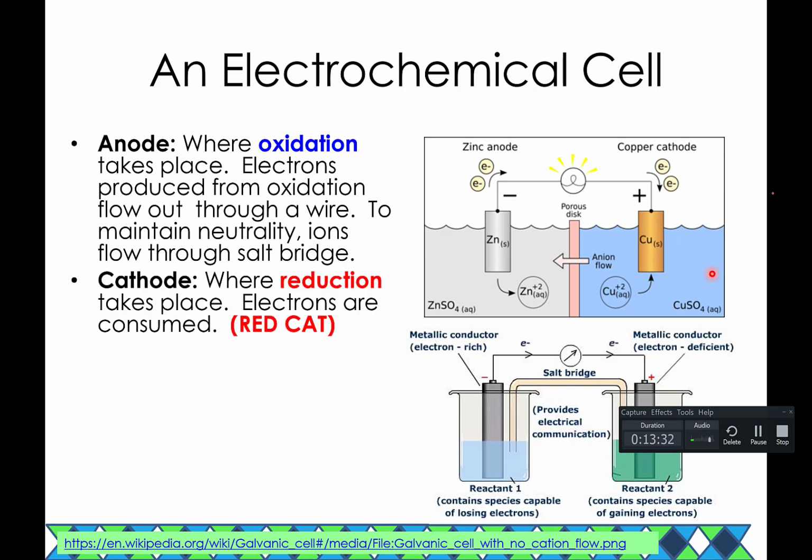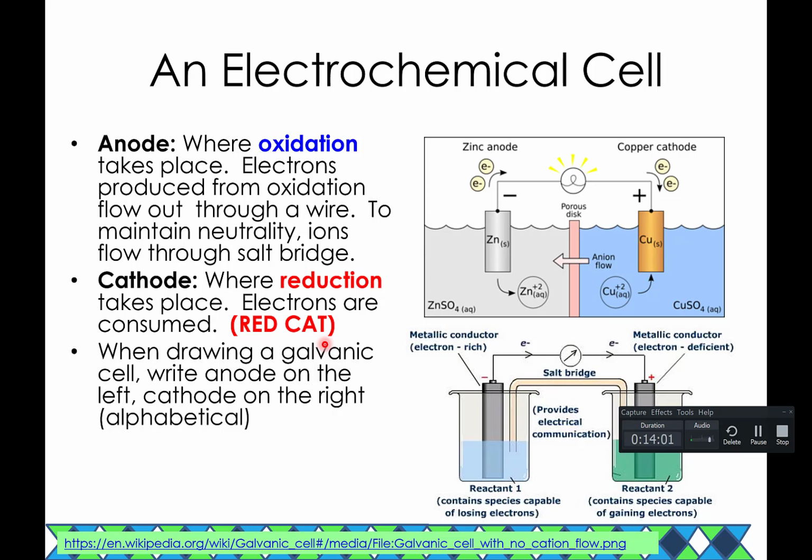The cathode is where reduction takes place. So like I said, electrons are moving from the anode to the cathode. We can remember this from the mnemonic red cat. So reduction takes place at the cathode, and oxidation takes place at the anode. So when we're writing a galvanic cell or any type of electrochemical cell, we always write the anode on the left and the cathode on the right, in alphabetical order.